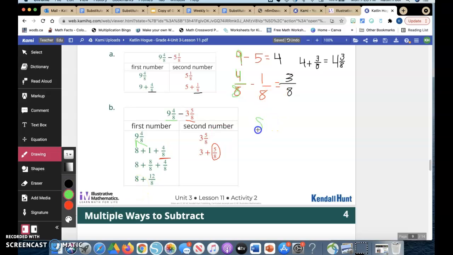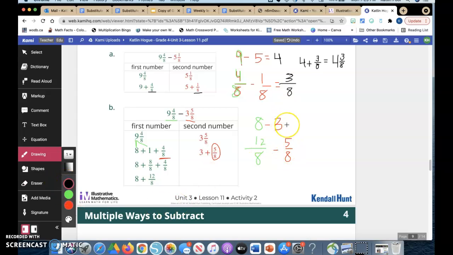8 minus 3, that is correct, and 12/8 minus 5/8. Guest teacher, if you don't mind, pause the video so they have a second to solve.